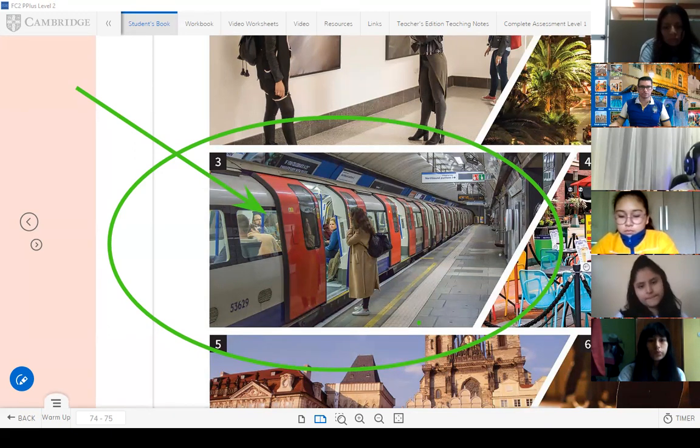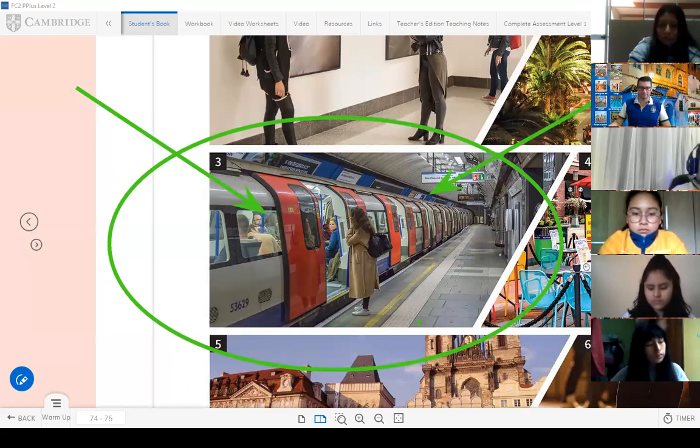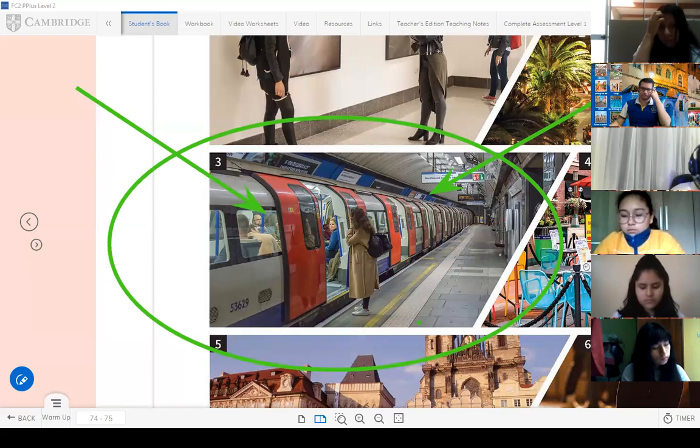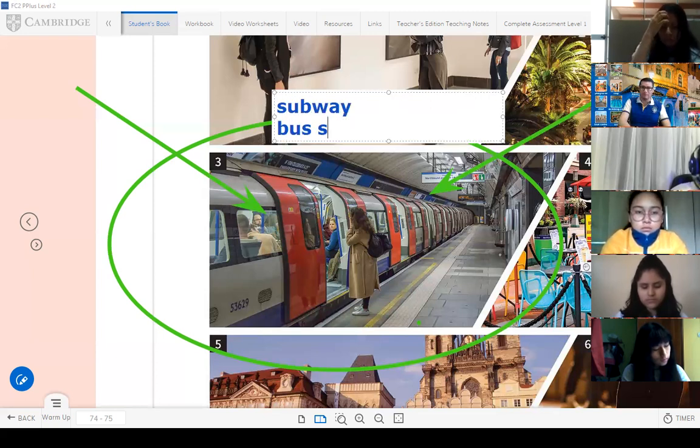Vamos. You have two options, Martel. Bus station or subway? What do you think? Será un subway o será un bus station? Vamos, Martel. What do you think? Subway or bus station? Bus station. Are you sure, really sure it's a bus station? You have here two options. Subway or bus station. Are you sure, Martel? Or it's a subway, what do you think?